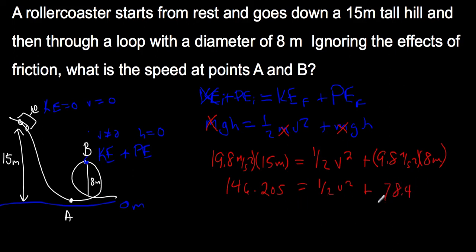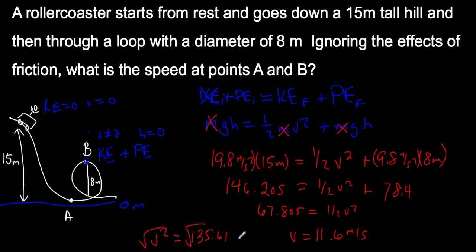joules. So now we have to combine our like terms, and we're going to end up getting 67.805 is equal to 1/2 v squared. And then when you finally solve for this, my velocity is going to equal 11.6 meters per second. I should jump back a step. This is v squared is equal to 135.61. But we need to take the square root of each side to get v by itself. And then that takes us to 11.6 meters per second.